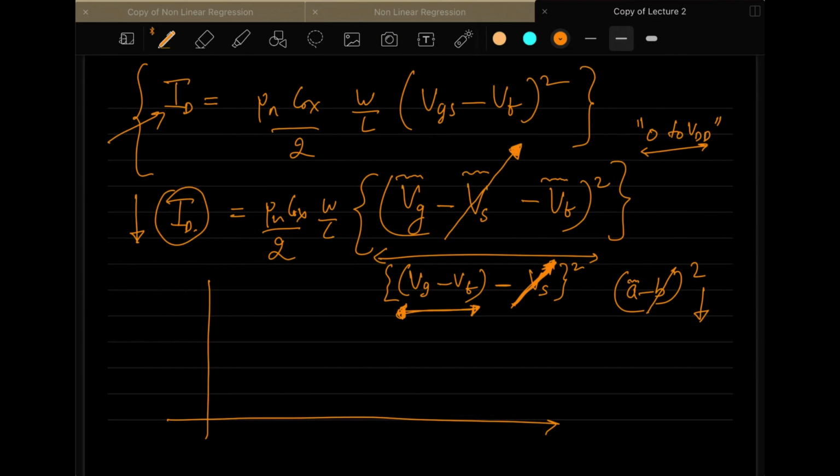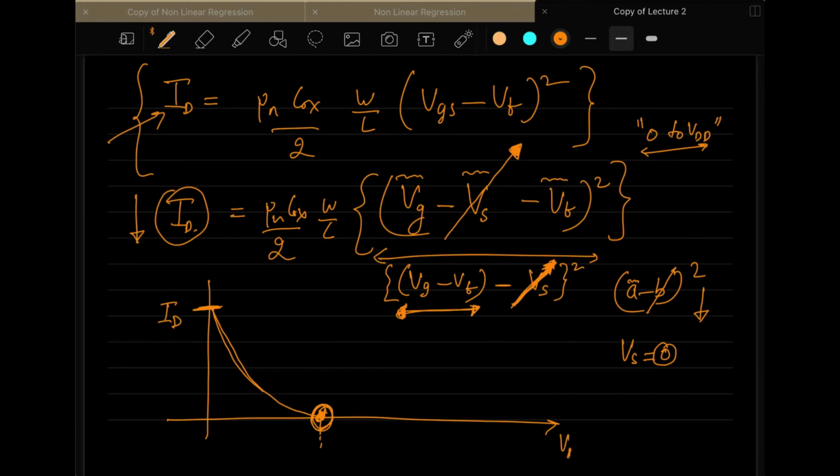So your ID at the zero position, when your Vs was 0, had the highest value of the drain current, and when your Vs starts increasing, your drain current goes down. It goes down like this and stops at this point. This point value is given by what? This is your S. So here you are plotting it against V1.